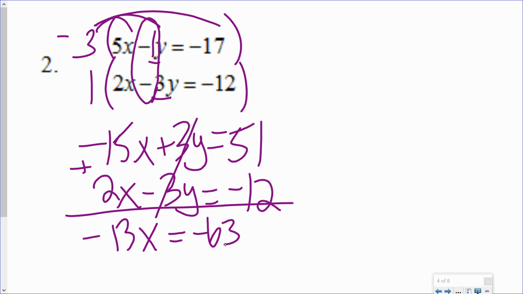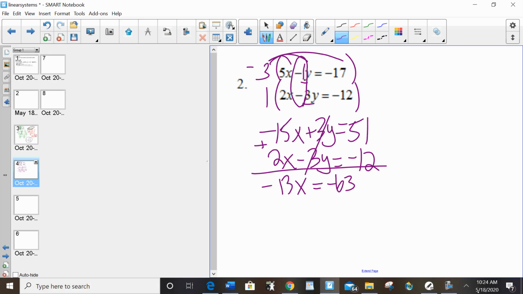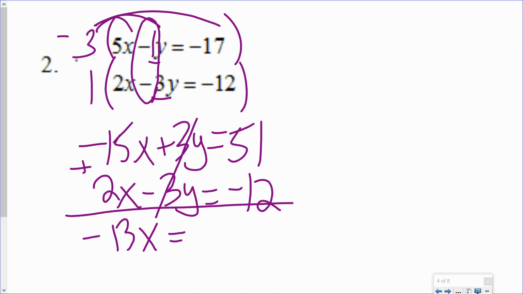Something doesn't seem right. Negative 15x plus 2x, negative 13x equals... Oh, that was positive 51. My mistake. So positive 51 minus 12 is 39. That seems better. Divide by negative 13.